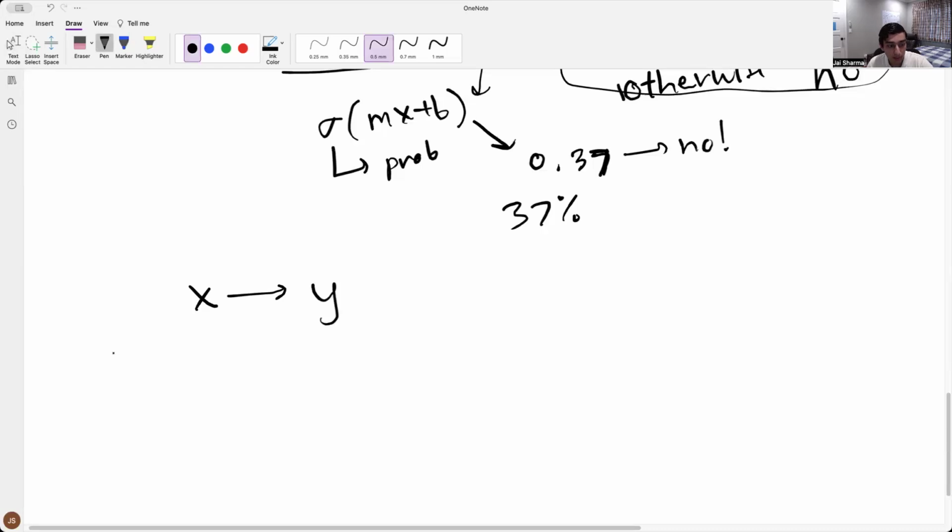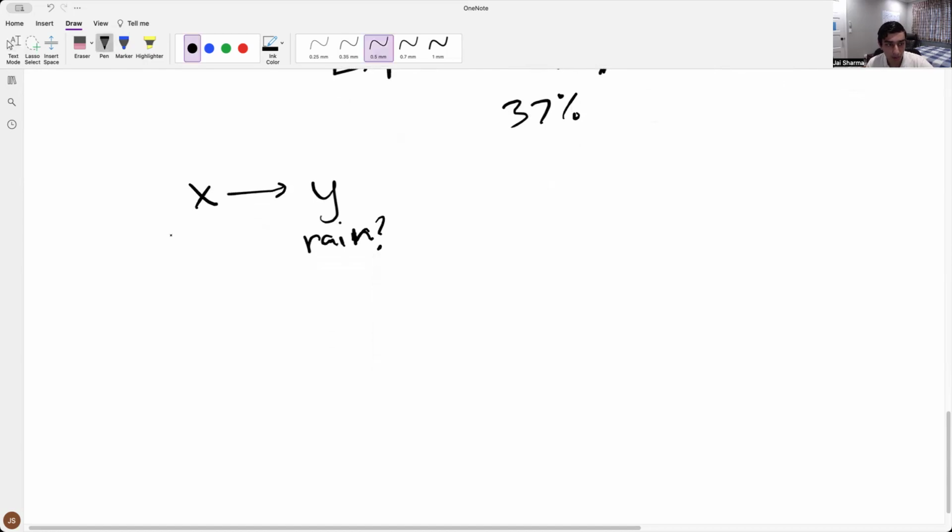So let's say we were trying to predict rain. Is it going to rain tomorrow? And our input was, let's say, the month of the year, right? So we're using this one thing to predict this one thing. We know this and we want to find out what this is, or we're trying to predict what that is. And this is a classification task.